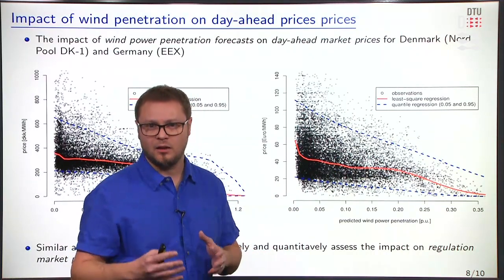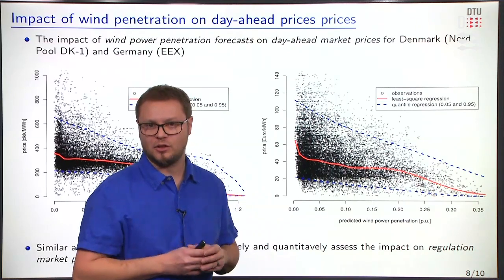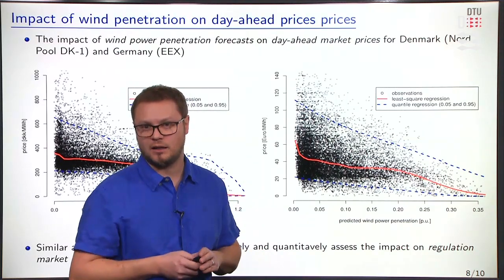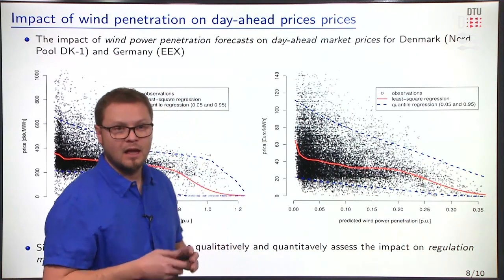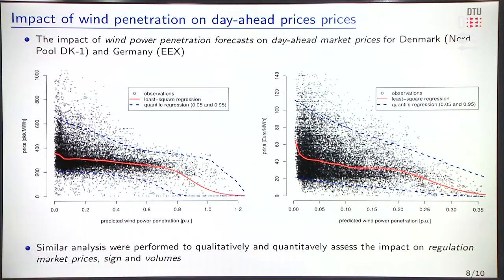The basic mechanic of where renewable energy generation enter the supply curve and the impact on market clearing will always be the same. Eventually, there may be also some impact of regulatory framework, but the basic mechanics should be the same. Here we've only looked at day-ahead market prices, but eventually you could make the same type of analysis to qualitatively and quantitatively assess the impact of renewable power generation on the regulation market prices, the sign in the regulation market, the volumes in the regulation market, etc.